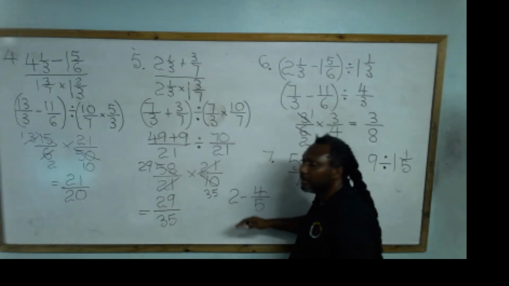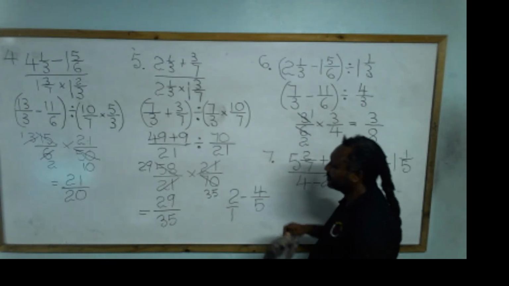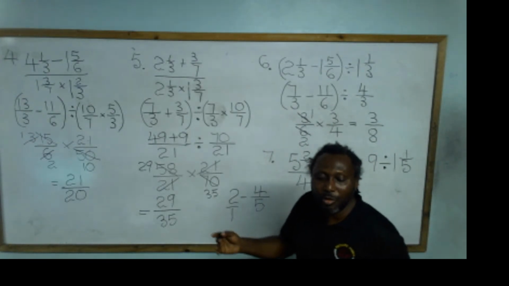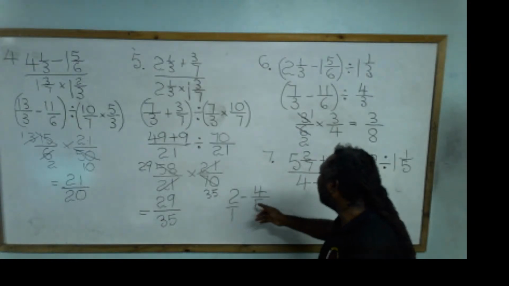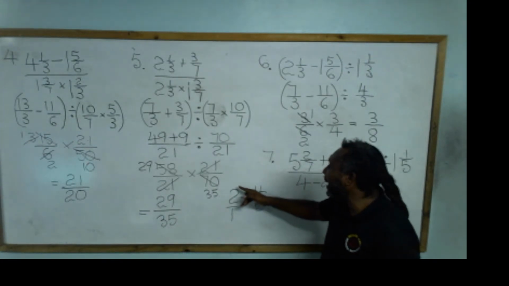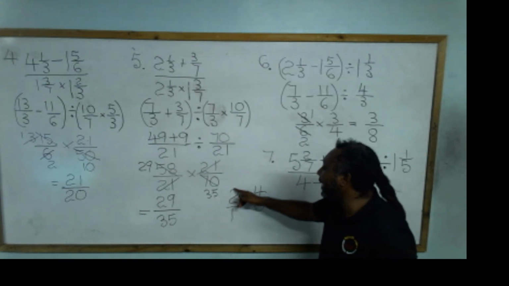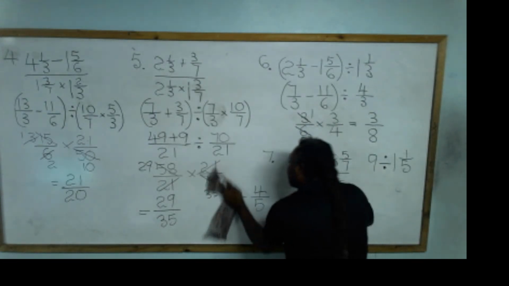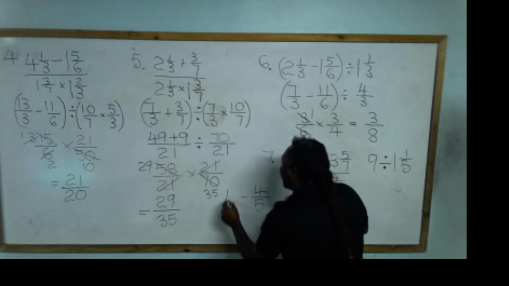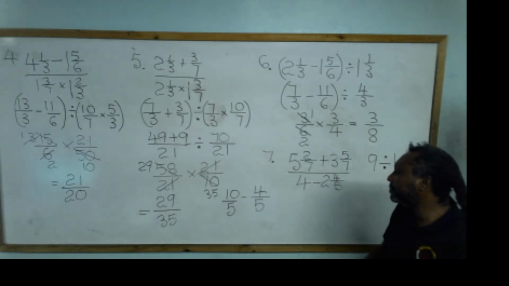Now students, 2 is 2 over 1. And if you want the 1/5 to go with the 1/5, then you have to multiply the numerator by 5 and the denominator by 5. So you get 10 over 5. Then what do you do?